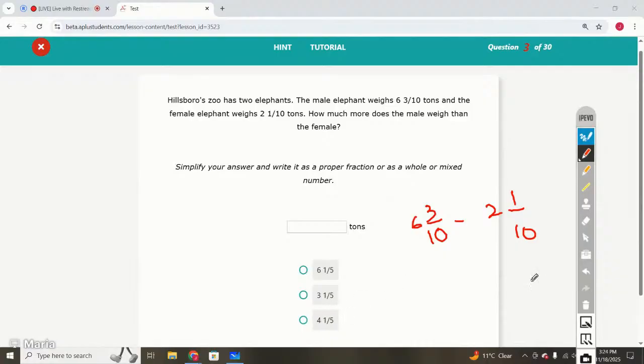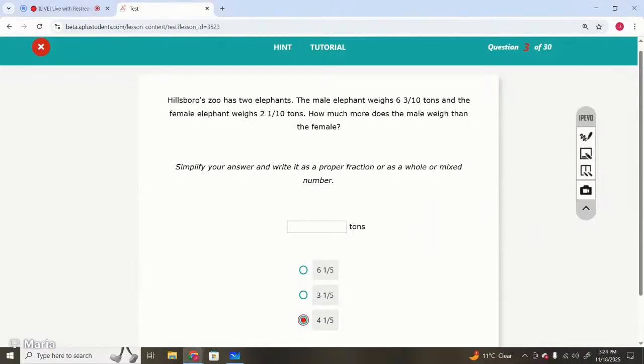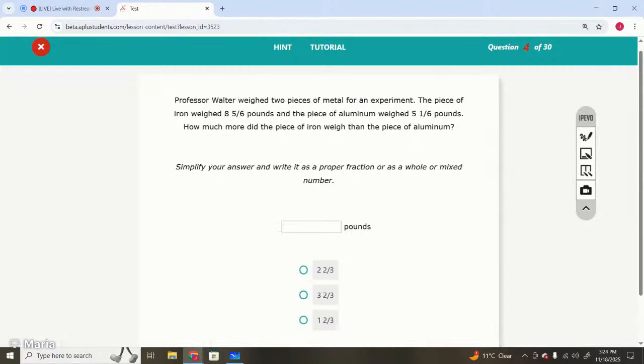That is 4 whole 1 by 5. Very good. Option number 3 is the correct option. 4 whole 1 by 5 it is.